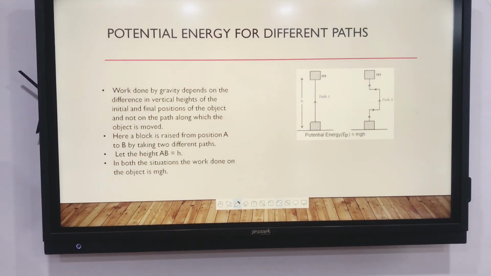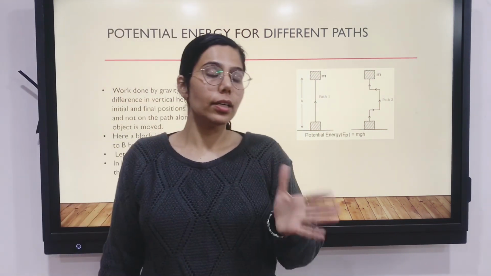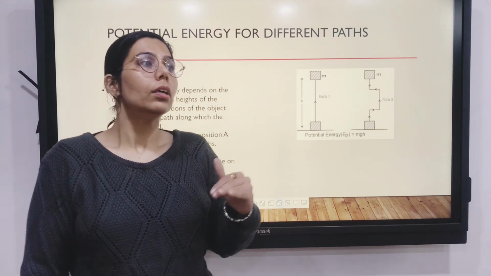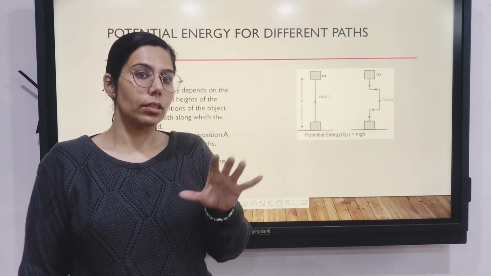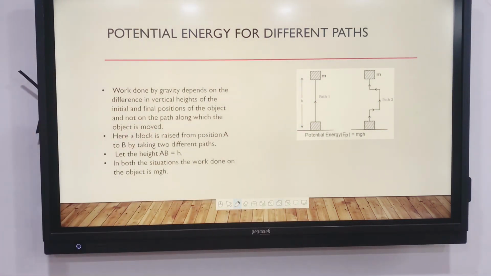Now what is the potential energy for different paths? Work done by gravity depends on the difference in the vertical heights of the initial and the final positions, but not on the path along which the object is moved. The potential energy is the same for different paths, as long as the initial point and the final point are the same.